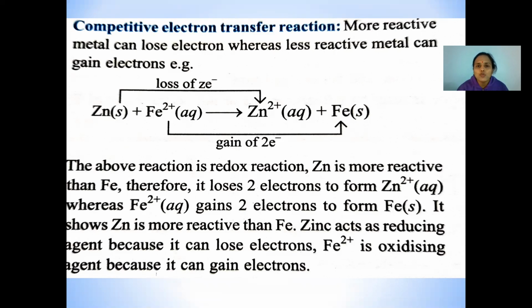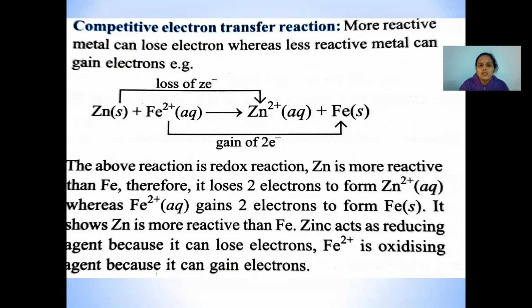So here, zinc goes to Zn in +2 state by loss of 2 electrons, and iron in +2 state gains 2 electrons and goes to Fe in solid state. Here in this case, zinc is more reactive in comparison to iron, and zinc acts as a reducing agent because it can lose electrons, and iron in +2 state is the oxidizing agent because it can gain electrons. So this is a competitive electron transfer reaction.